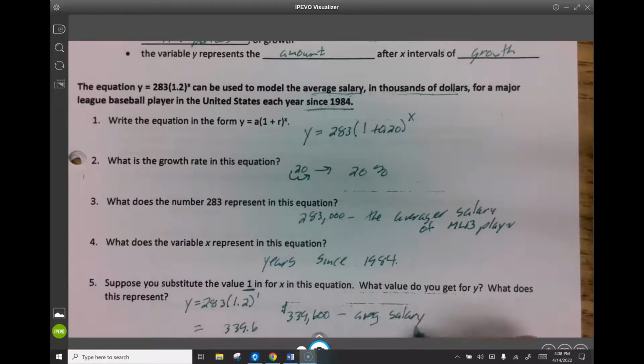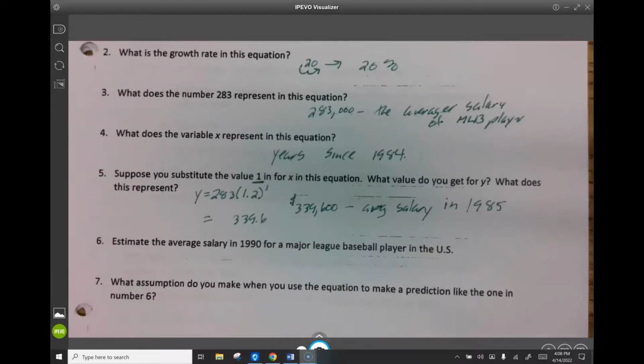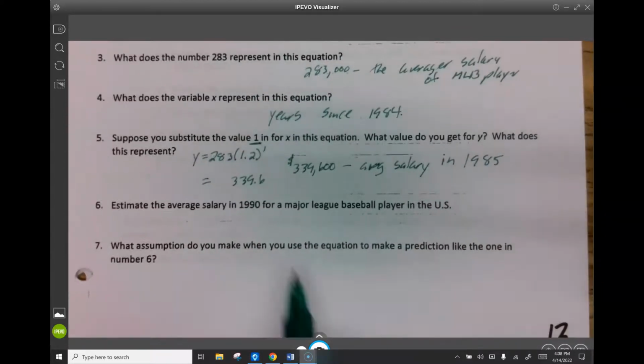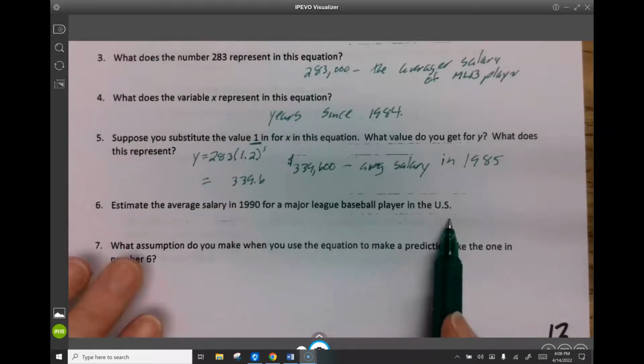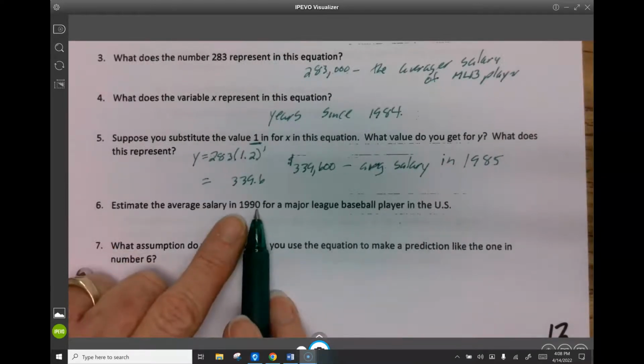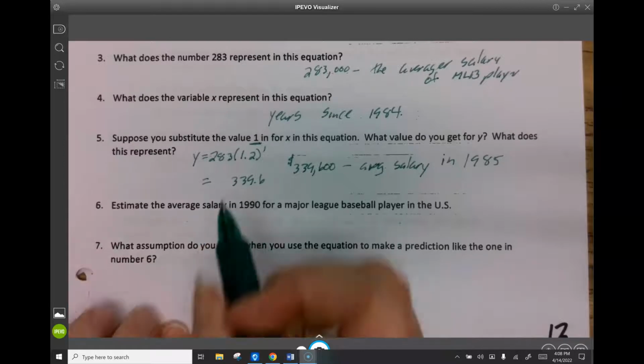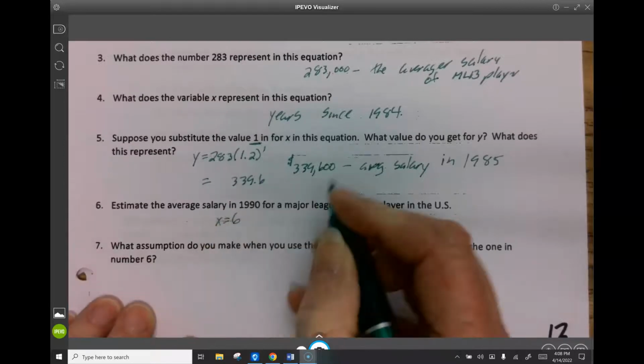1 year past 1984 is 1985, because we put a 1 in, that's 1 year past. Estimate the average salary in 1994 for a Major League Baseball player. Okay, so how many years since 1984? That'd be 6. So x is equal to 6. So we plug that in.